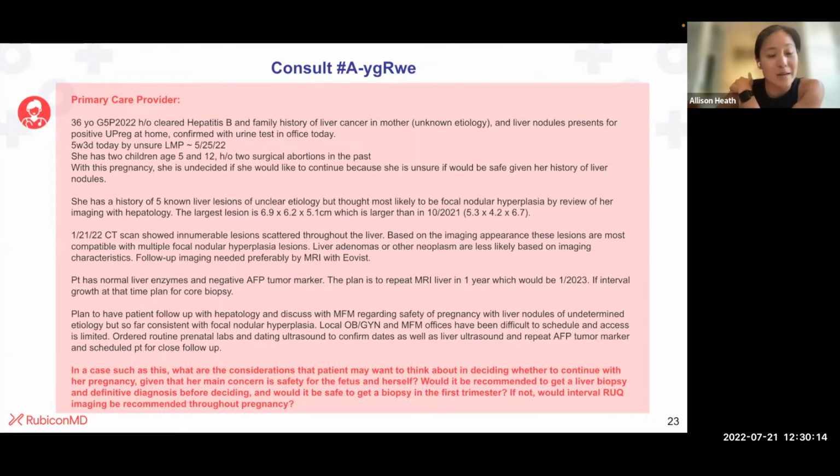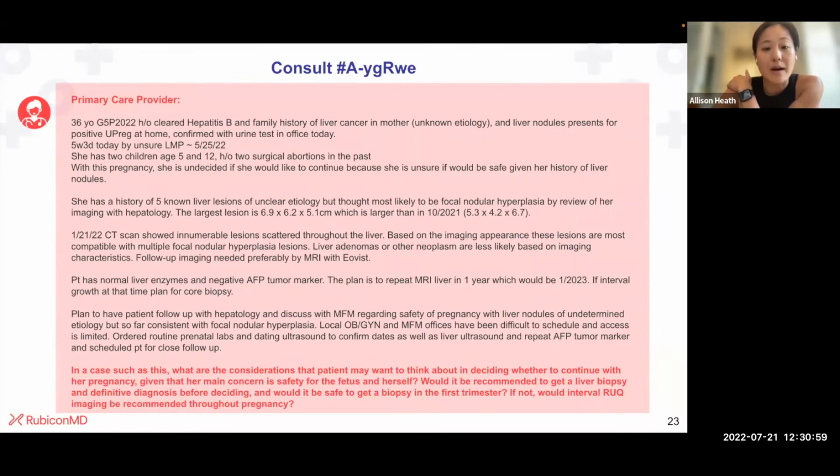So this is a currently pregnant patient who has a history of hepatitis and a family history of liver cancer and liver nodules. And she recently found out that she was pregnant, and she came to her primary care provider asking if this pregnancy would be safe given her history of liver nodules. She's got 5 known liver nodules with unclear etiology, but they're most likely to be what's called focal nodular hyperplasia, which is a benign finding. The largest lesion is almost 7 centimeters in diameter, which has been growing in size. A recent CAT scan showed even more lesions scattered throughout the liver.